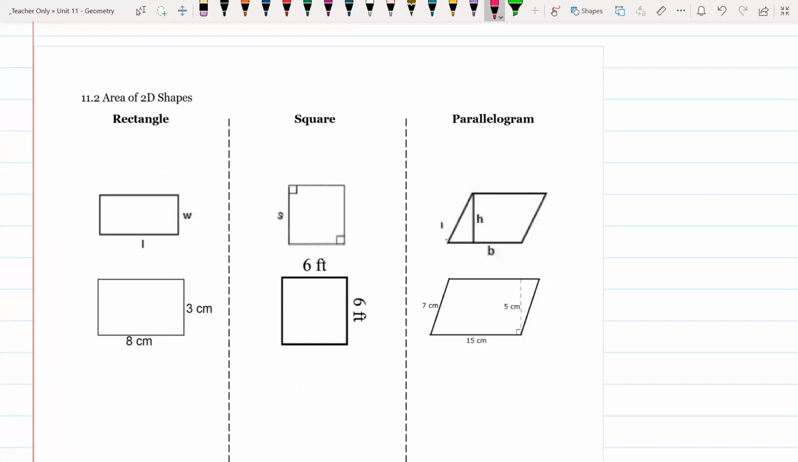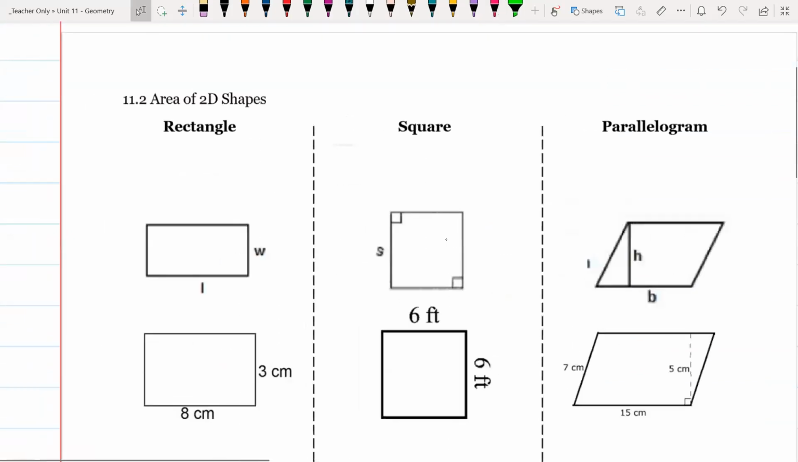You'll be given a formula sheet when you take the test and all the PSSAs and any other time in existence. You'll be able to search it up. So you won't have to memorize them. Okay, so let's talk about a rectangle.